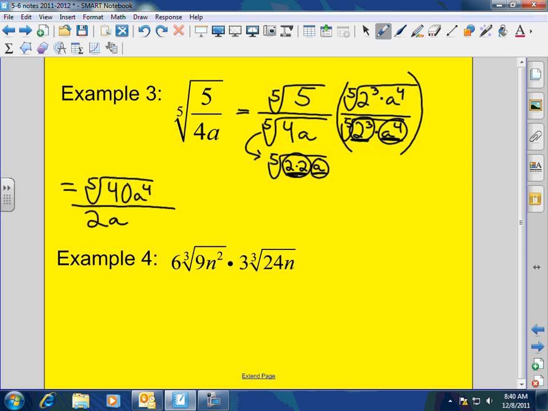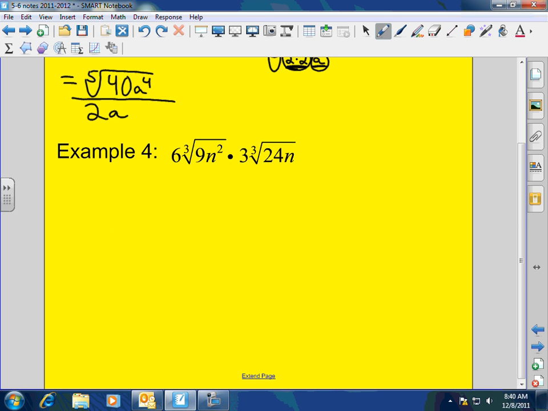Now, when we're multiplying radicals, just like regular variables, you can multiply anything together. Just remember that the variable exponent rules do apply. So if I multiply the same bases together, you keep the base and you add the exponents. So for example, we got 6 times 3, which is 18, times the cube root of 9n squared times 24n.